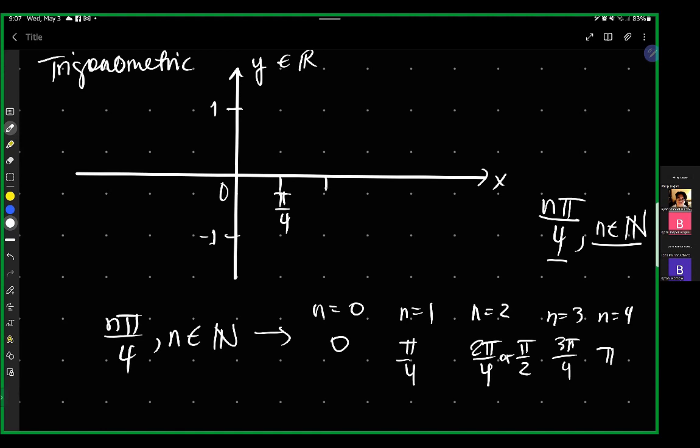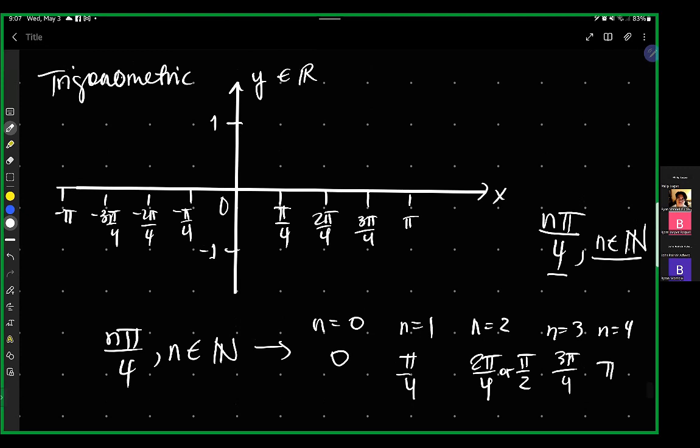So this is pi over 2. Let me just rewrite this as 2 pi over 4 para hindi malito. And then 3 pi over 4, and then pi. So this is the value on the right-hand side, and this must be the case again for the left-hand side. Just flip the signs. Then negative 3 pi over 4, extend here, negative pi. Now, our function is the cosine of x.